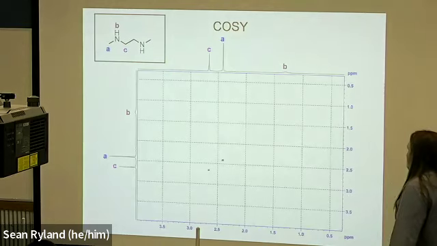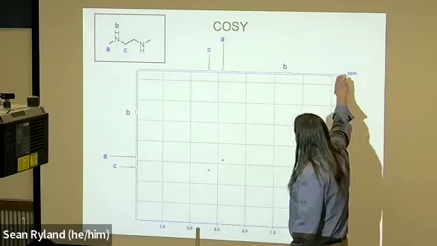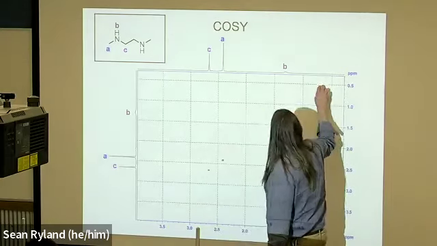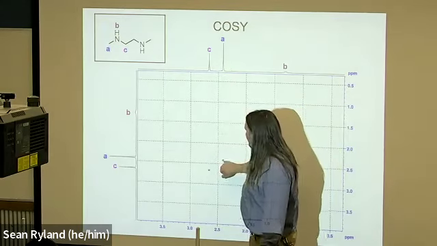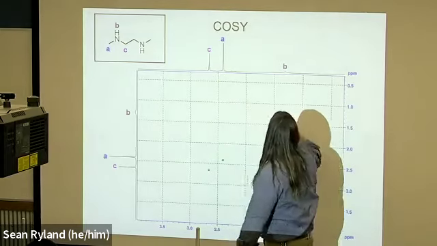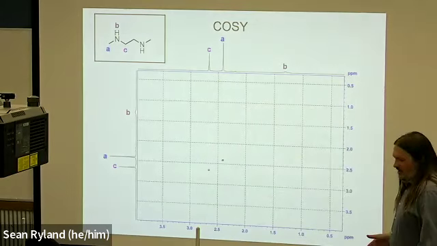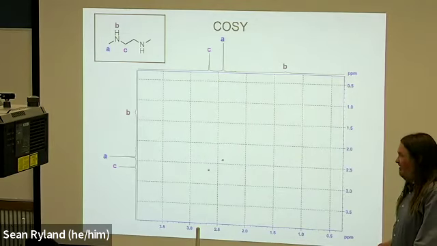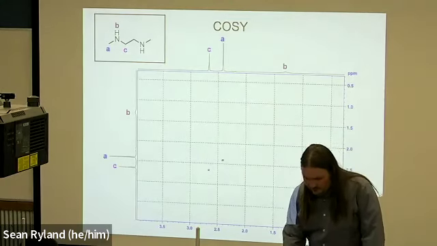When we look at the COSY spectrum here, we only see 2 signals, and they're only on the diagonal. Basically, we see A interacting with itself, C interacting with itself. Then B doesn't really interact with B at all, because again, it's not a carbon bond. And so it's going to have a slightly different energy signal.